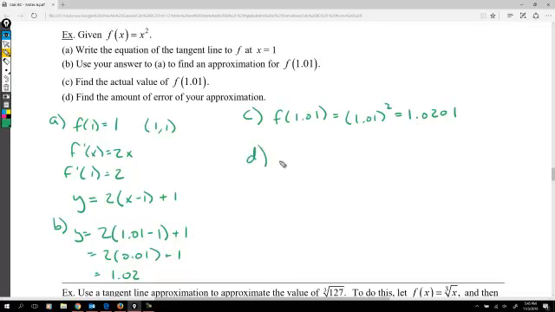Okay, so lastly, we want to find our error. So we're just going to take our actual minus our estimate. Okay, so I'm going to take 1.0201 minus 1.02. I'm going to get 0.0001. So this is my error. And like I said, the error is pretty small, so it was still a good approximation.